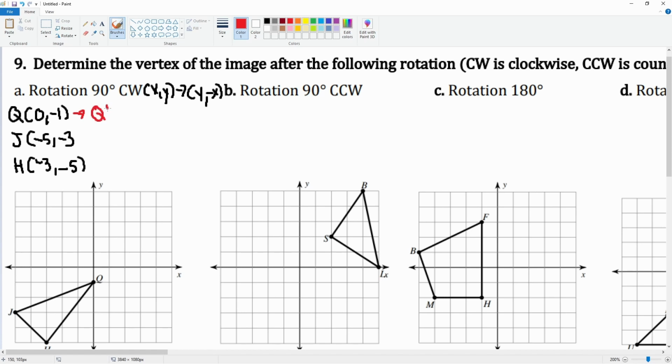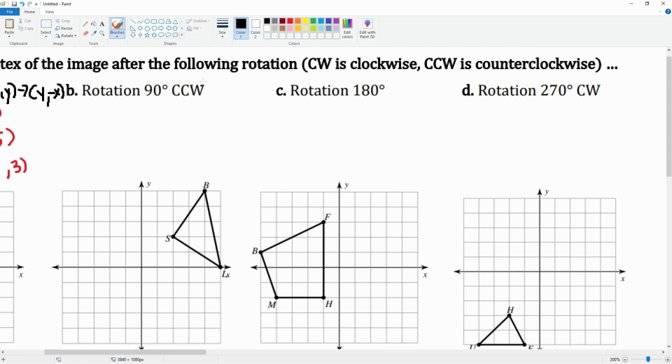Q prime, we're going to change the x, so 0 becomes a negative 0, so we can just write 0, and the y stays the same, we just flip it. J prime, negative 5 became a positive 5, and nothing happens to the 3, but it just goes into its x spot. H prime, the negative 3 becomes a positive 3, that negative 5 just goes into the x spot. There you go.